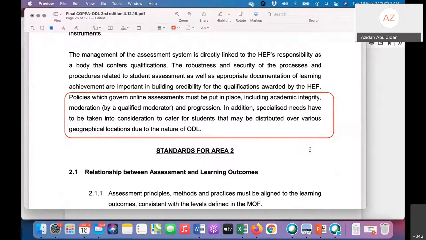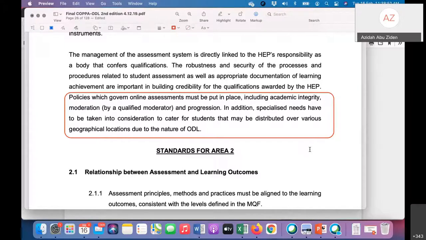Ha, okay. Remember, policy which govern online assessment must be put in place. Okay, including academic integrity, moderation by a qualified moderator, and progression. In addition, specialized needs have to be taken into consideration to cater for students that may be distributed over various geographical locations due to the nature of ODL. Jadi, alright, it is important.